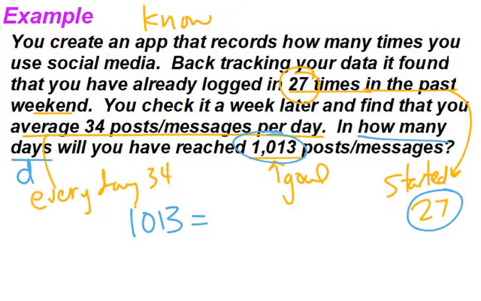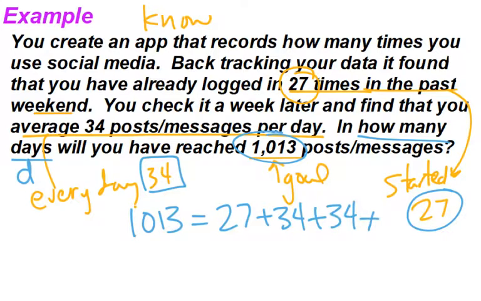I also know that I already started with 27 before I started tracking it daily. So then that first day after 27, I added 34 to it. Then the next day, I would add 34 more. And the next day 34 more, and so on for this amount of days. Well, repeated addition we write as multiplication. We don't know how many there are, so we use D. So there's our equation.